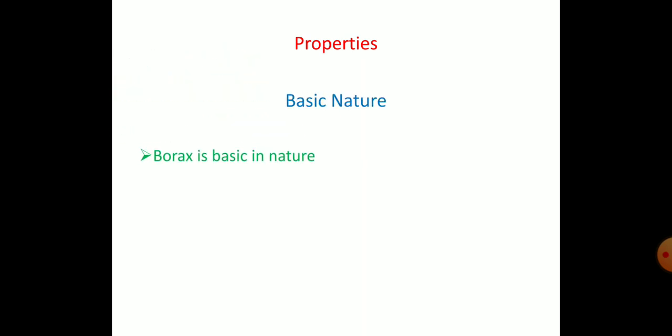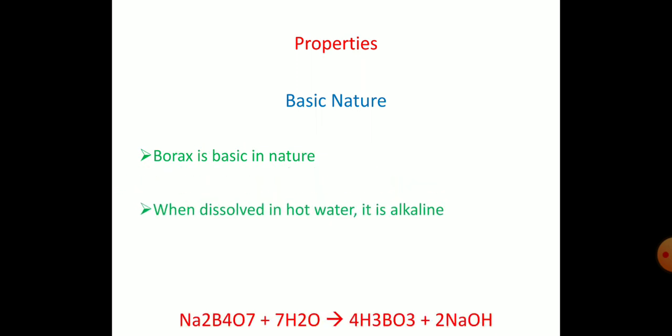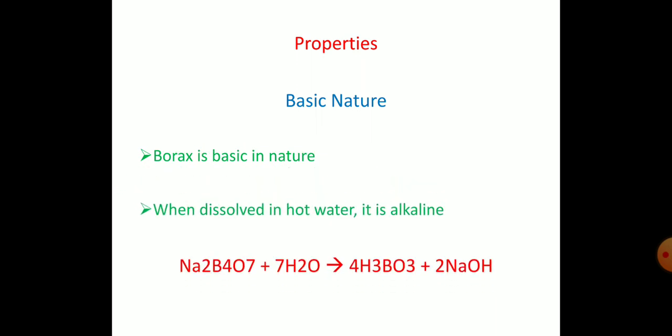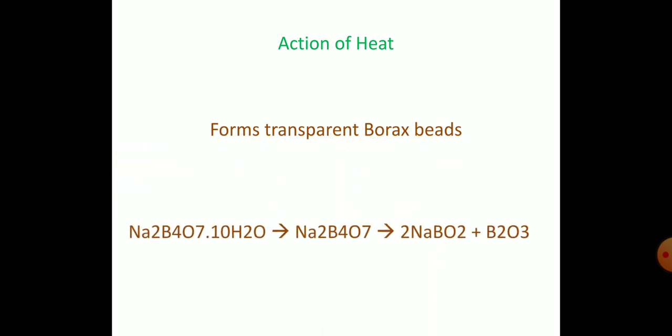In the properties, what are the things we have seen? First one is basic in nature. Generally borax is basic in nature, but when it is dissolved in hot water, it is alkaline. That we have seen, and this is the equation which is explaining the basic nature of borax. And the second chemical property is action of heat. When it is heated, it forms transparent borax beads. On further heating, it forms sodium metaborate and boron oxide.